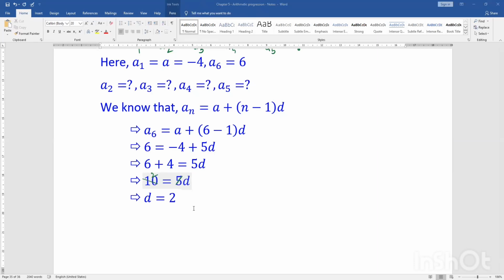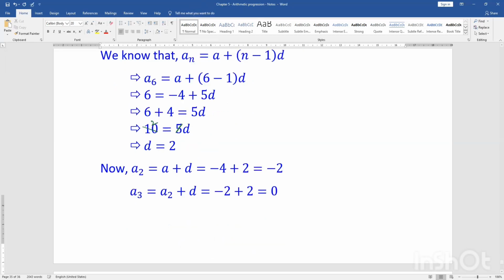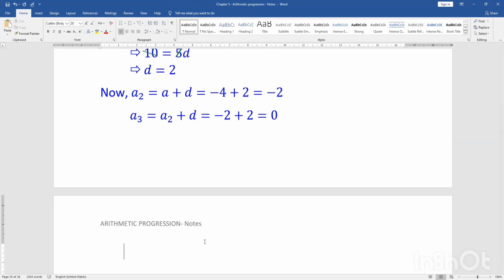Then we have, now we can write this like this. Now what is A2 value? A2 is equal to A plus D. A plus D is nothing but -4 plus common difference 2. So it will be equal to how much? It will be -2. Okay. Then we have A3. A3 is equal to A2 plus D. The second term plus common difference. That is -2 plus 2, which should give you 0. Right?